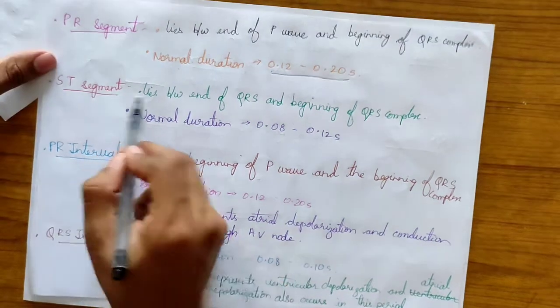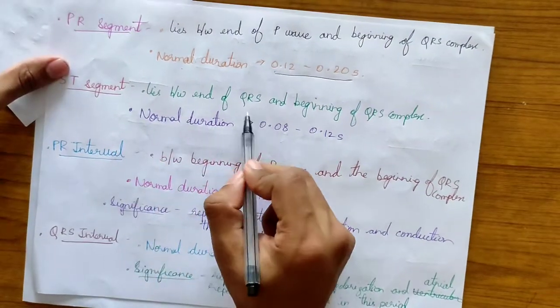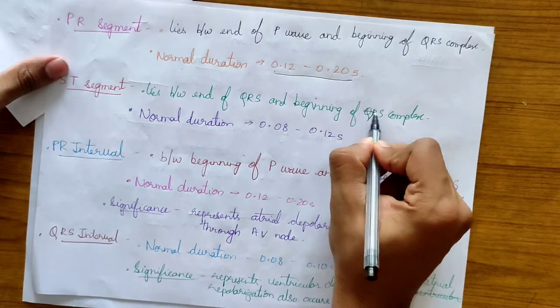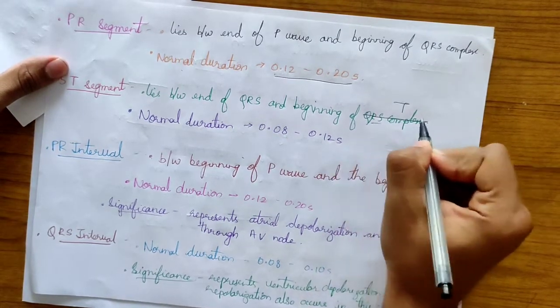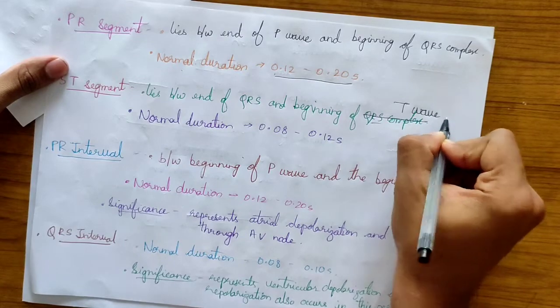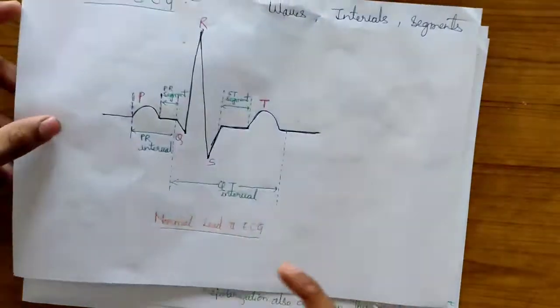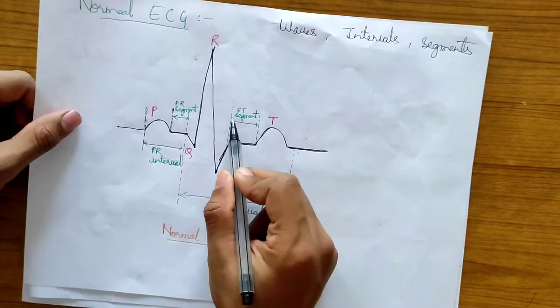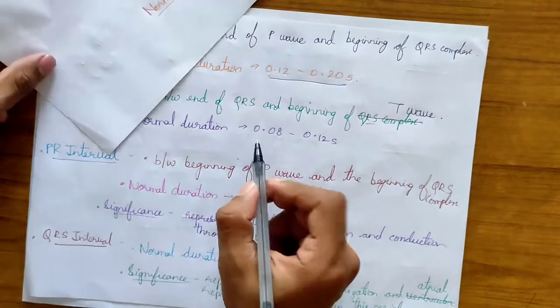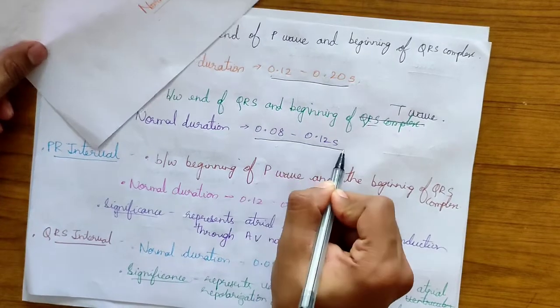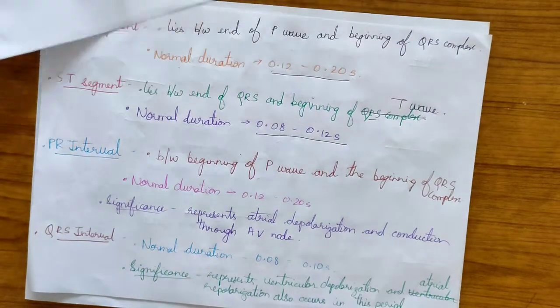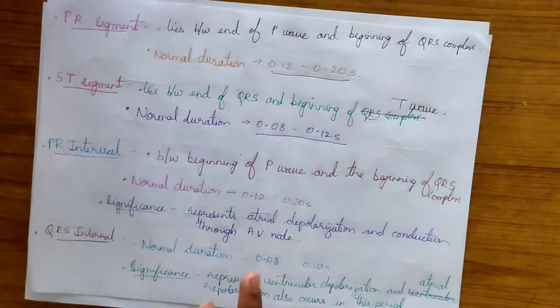Then comes the ST segment. It lies between the end of the QRS complex and the beginning of the T wave. I mistakenly wrote QRS complex here; correct it to the T wave. So it lies between the end of the QRS complex and the beginning of the T wave. Its normal duration is 0.08 to 0.12 seconds. Only two segments are there in an ECG graph.